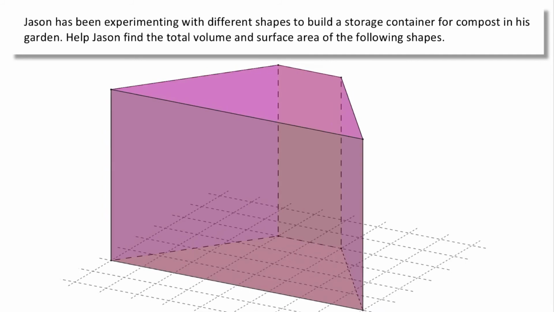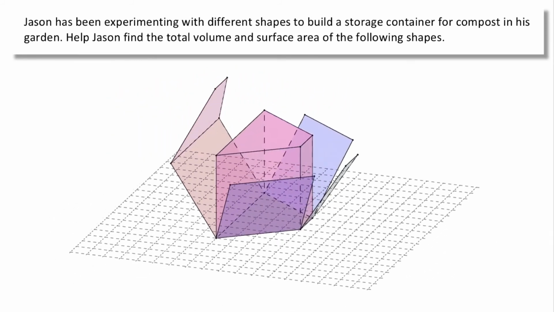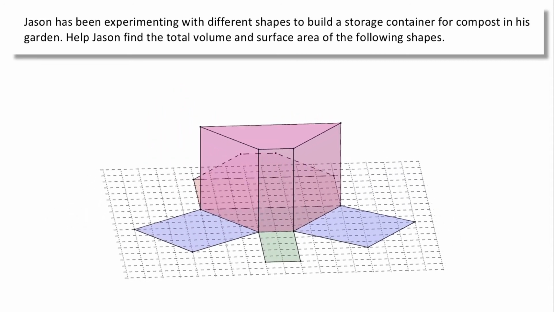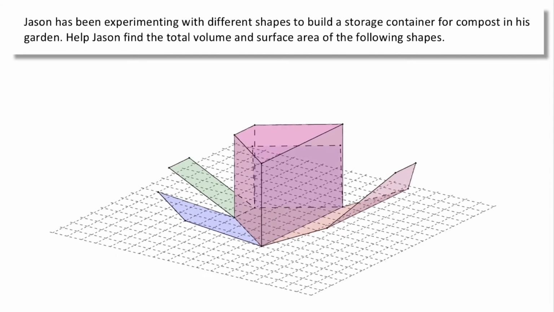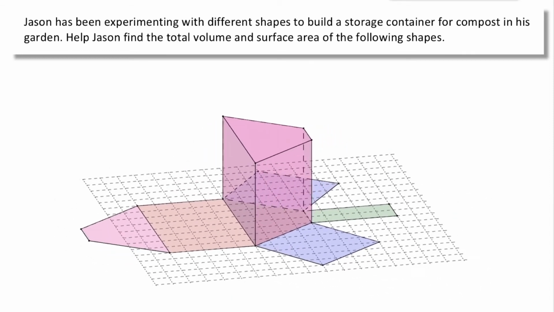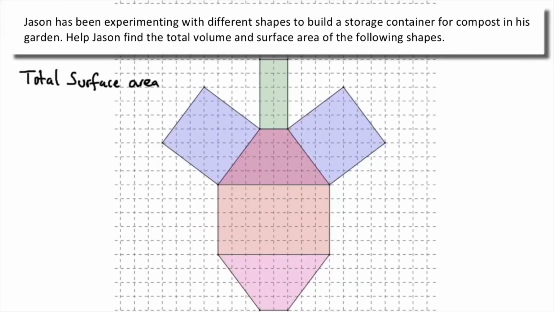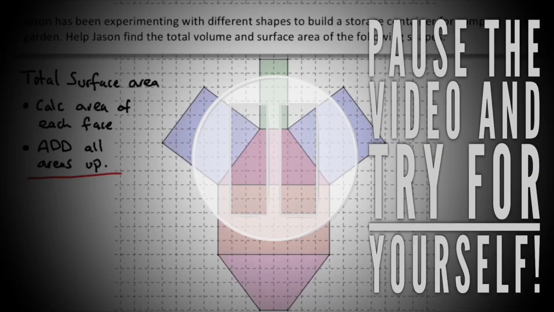In order to find the total surface area, we need to find the area of each face and add it together. So let's look at the net of this prism. As you can see from the net of the trapezoidal prism, there are 4 lateral surfaces and the 2 trapezoids. So for the total surface area, we're going to calculate the area of each face and then we're going to add all of the areas up together. Pause the video here and try working out the surface area for yourself.